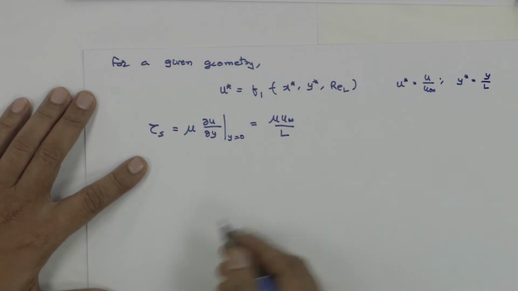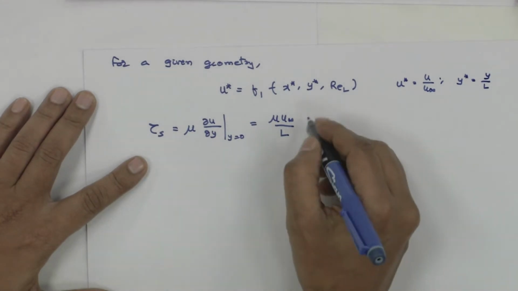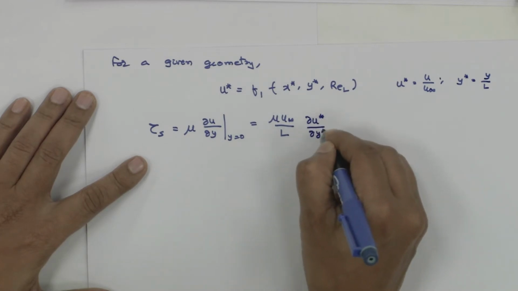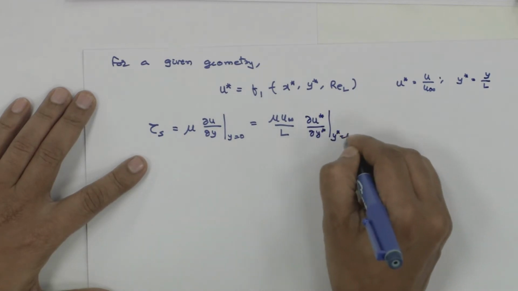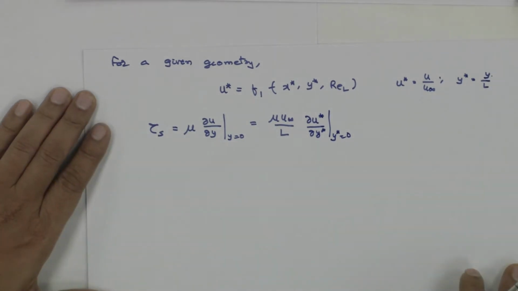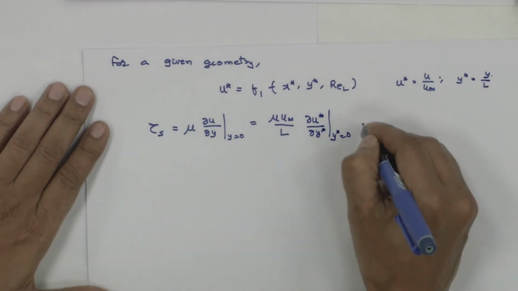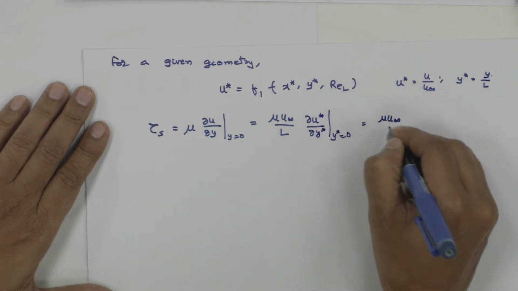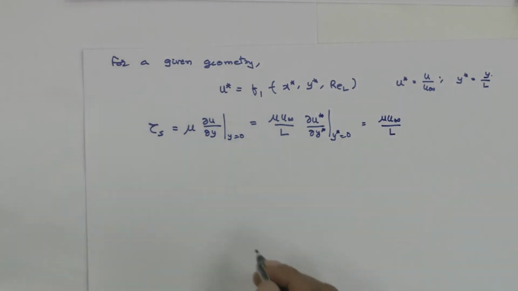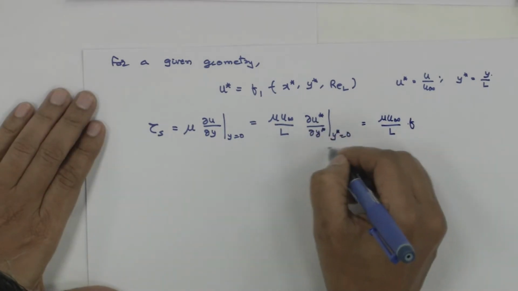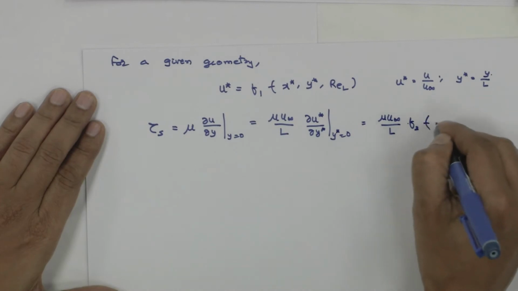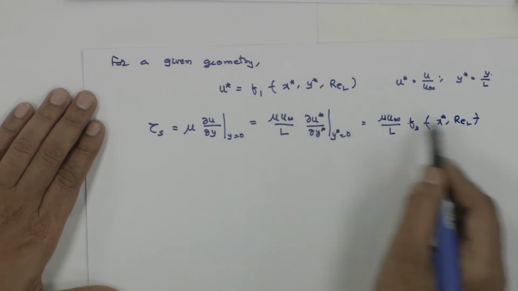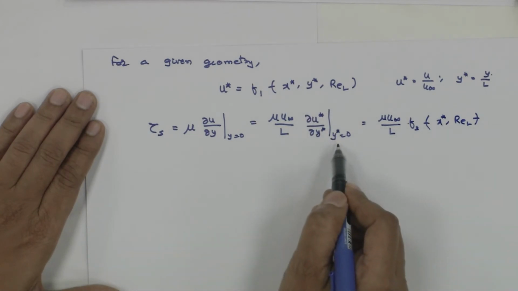That is what we have done. We have done this in dimensional similarity, so I am just going a little fast here. So, del U star upon del Y star at Y star equal to 0, because when Y equals 0, Y star is equal to 0. So, you get this as mu U infinity by L. Now, let del U star by del Y star be a function of X star and REL. Why has Y gone away? Y star has gone away because I have taken it at Y star equal to 0, one location.